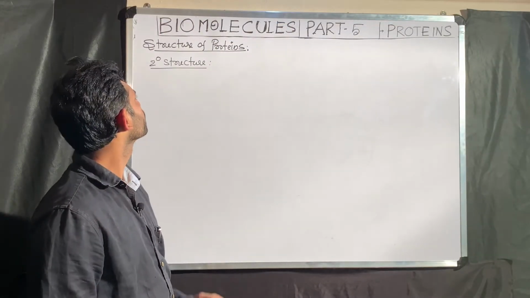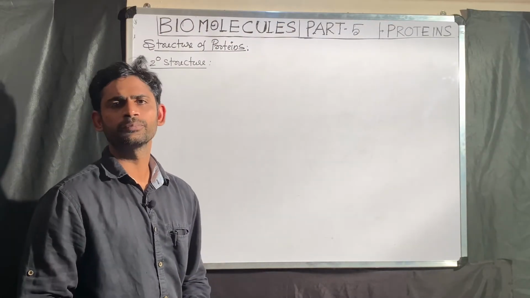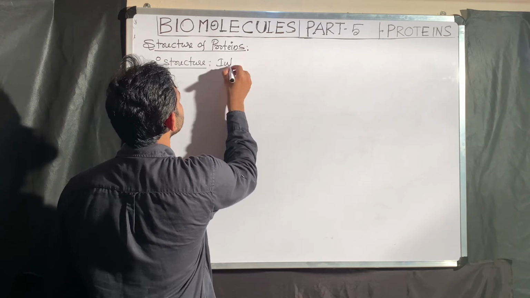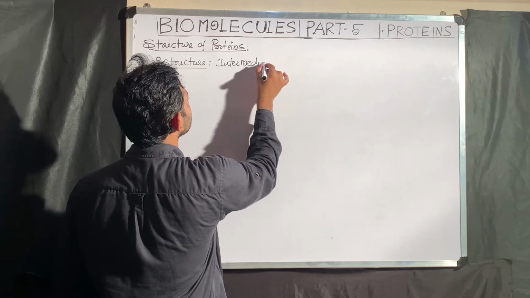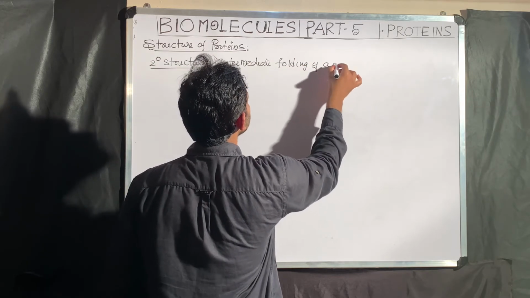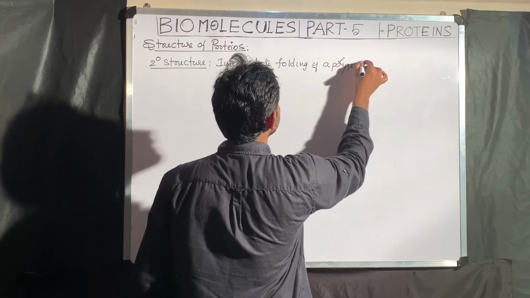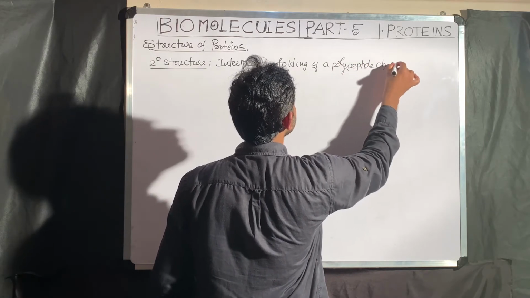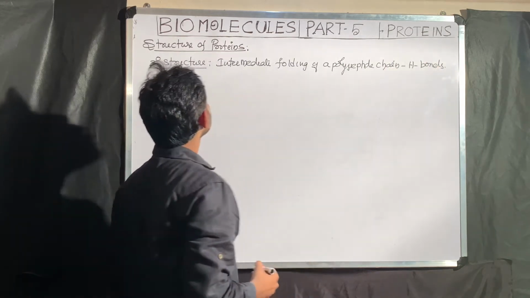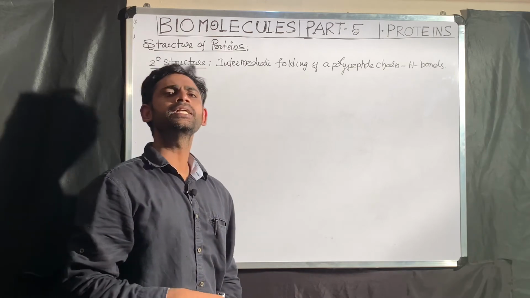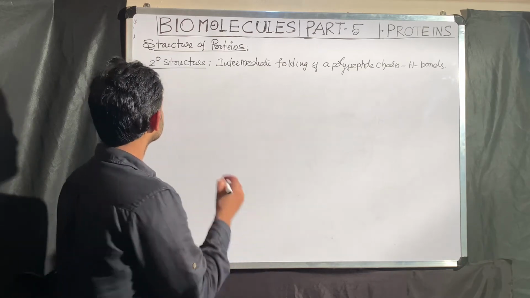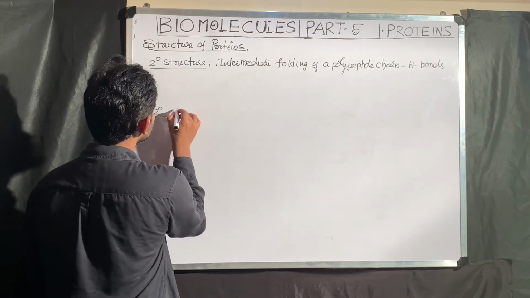After the primary structure of protein, now I am going to explain the secondary structure of protein. Actually, what is the definition of secondary structure? You know, secondary structure is the intermediate folding of a polypeptide chain stabilized by hydrogen bonds. So, I am calling the secondary structure the intermediate folding of a polypeptide chain stabilized by the hydrogen bond. Actually, this secondary structure is of 2 types.